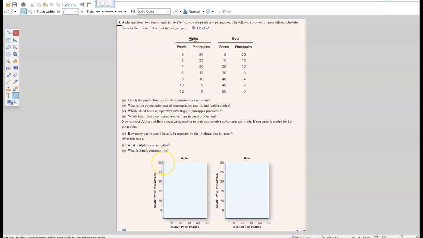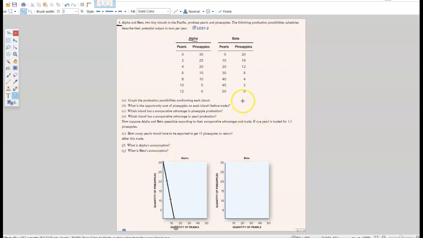So the first data point is going to be here, 30. And then look at the very bottom now. Pearls are 12 when pineapples are 0. So that means pearls are going to be 12 right here. So I'm going to connect, let me get a straight line, I'm going to connect 30 pineapples to 12 pearls. That's right about here. That's 12. So 30 to 12.